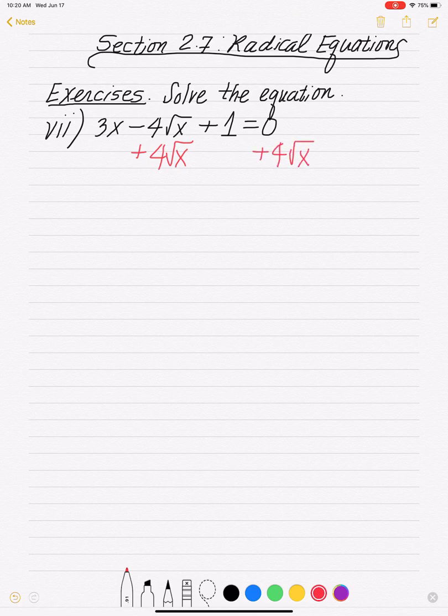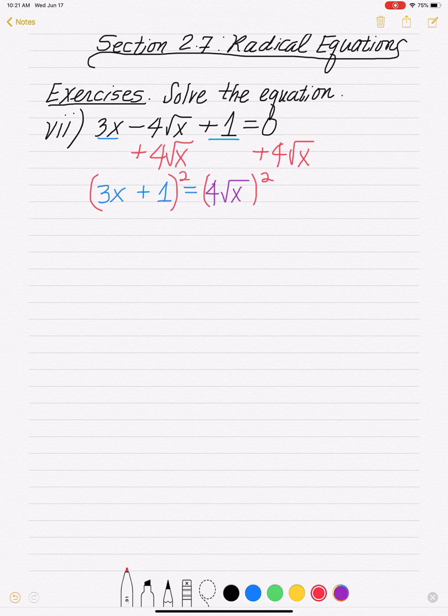And on the left-hand side, we're just going to have 3x plus 1. And on the right-hand side, we're going to have 4 radical x. Now, once you have the radical term by itself, the best thing to do is just square both sides. Don't bother dividing both sides by 4 here to get the square root of x by itself. Just square the whole entire radical term. And if you do the right side, you got to square the left side.